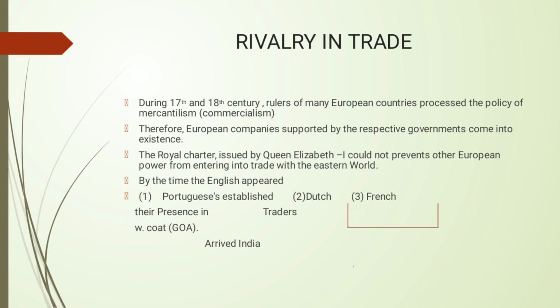Now, during the 17th and the 18th century, many European countries had pursued the policy of mercantilism. This is commercialization. Therefore, European companies supported by the respective governments came into existence. So that means all the European companies which had come over here in India to trade with the people were supported by their respective governments. The French people were supported by the French government. The English company was supported by England. So in this way the companies were supported by their own governments.